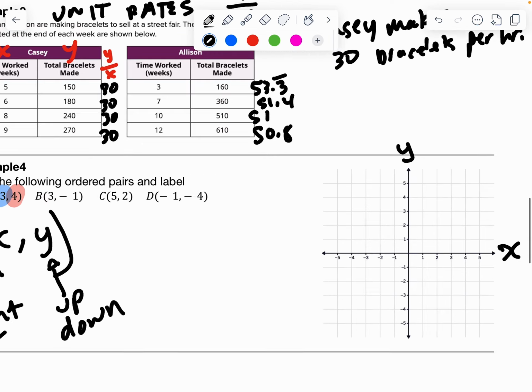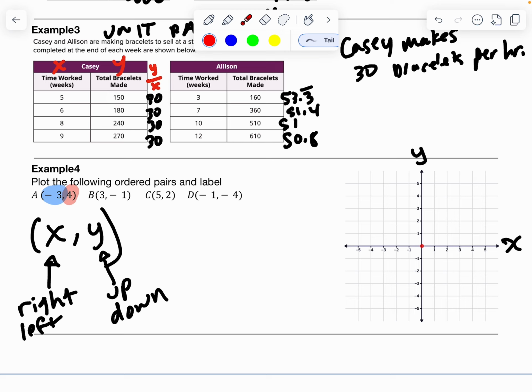We're going to go -3, and I'm going to show you with this. So we're going to go 1, 2, 3. That's -3 on the x, and then 4 on the y. 1, 2, 3, 4, and that's where we put our dot. So our dot will be at -3, 4. So that's A. Now B is 3, -1. So I need to go back to the origin. 1, 2, 3 on x, -1 on y. That's where I land. So B is here at 3, -1.